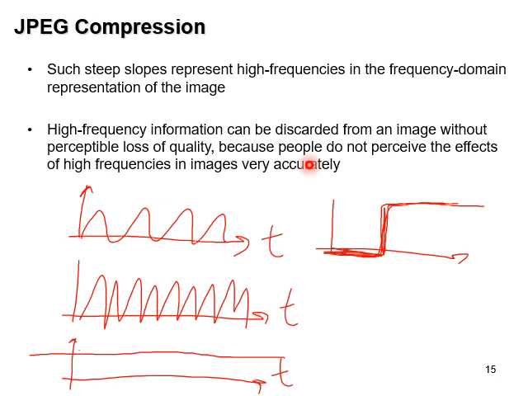Now, the good thing about these high frequencies, and this is the main idea of JPEG compression, is that high frequency information can be discarded from an image without perceptible loss of quality, because people do not perceive the effects of high frequencies in images very accurately.